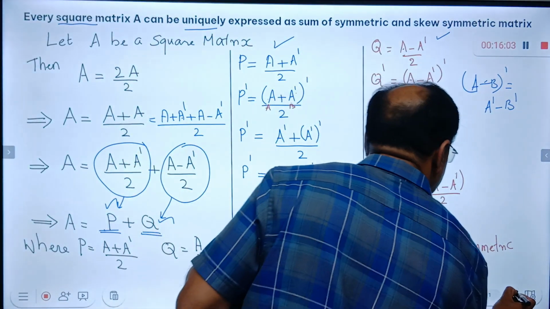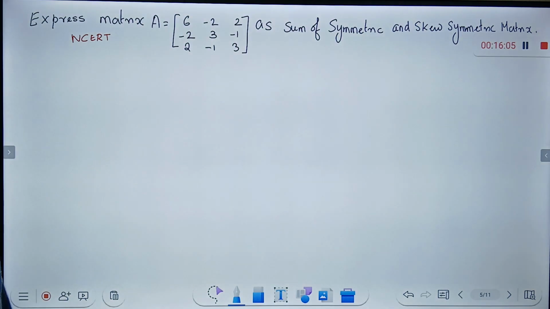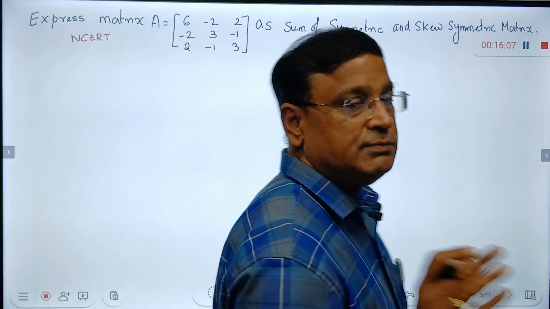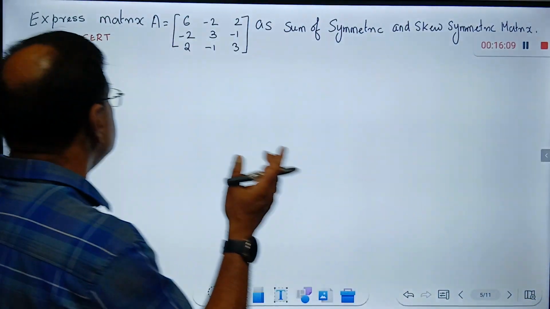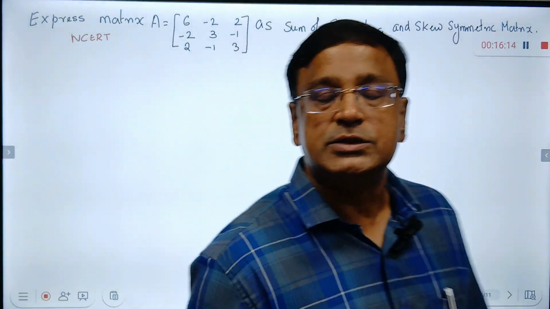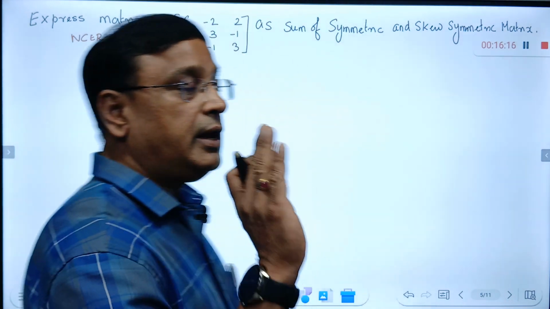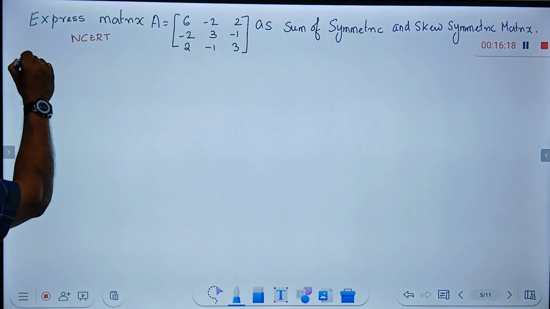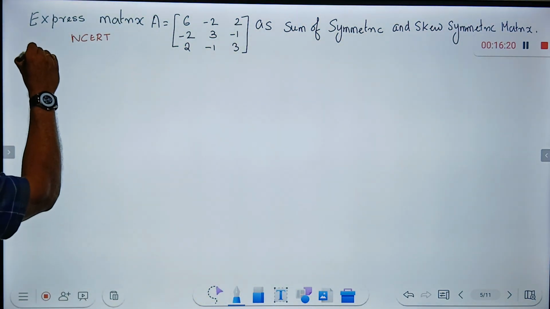Okay. Now let's do a problem related to this. This type of question is very, very important. This is an NCERT question; I have taken this question from NCERT. Express a matrix A as sum of symmetric and skew symmetric matrix. The entire process is very important. Okay. Now what do you do? First you find A transpose. What is A transpose?